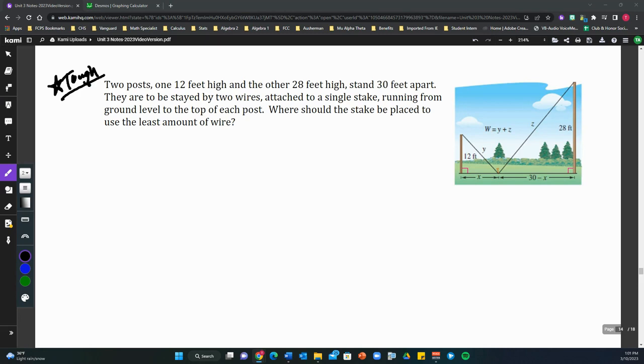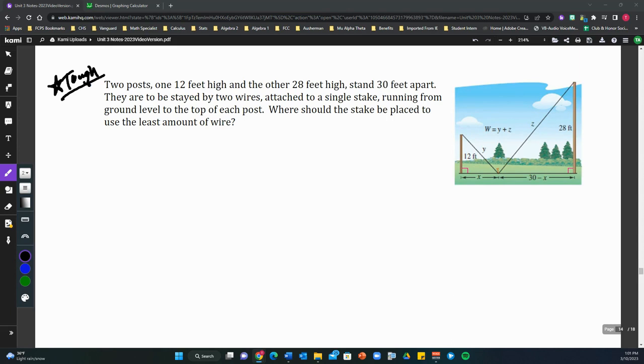So essentially, we've created two right triangles in this diagram. We want to know where the stake should be placed between the two poles to use the least amount of wire. This diagram has already done a lot of the defining of the quantities for us. We're going to walk through why they chose to do it the way that they did.